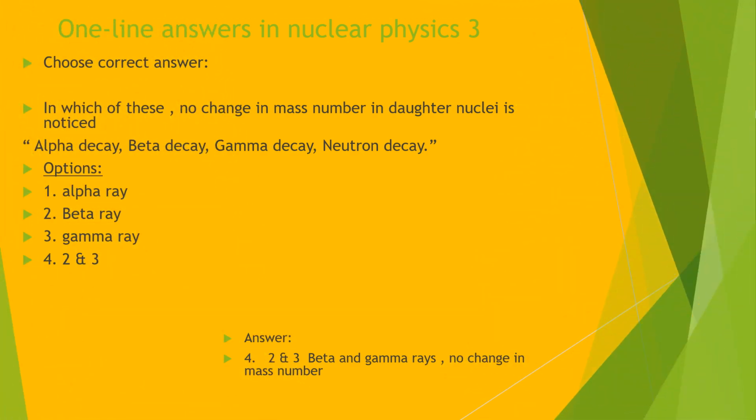Choose the correct answer. In which of these is no change in mass number in the daughter nuclei noticed? Options: alpha ray, beta ray, gamma ray, and the fourth is 2 and 3, that is beta and gamma rays. The answer is 2 and 3, beta and gamma rays. There is no change in mass number in both gamma and beta decay.